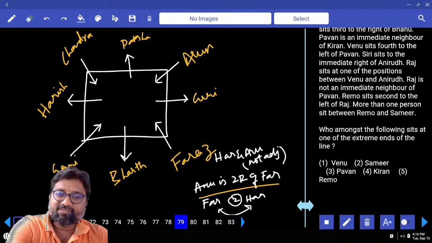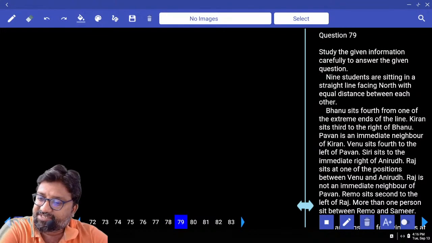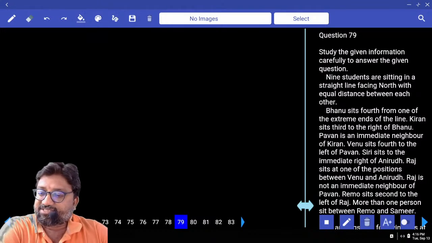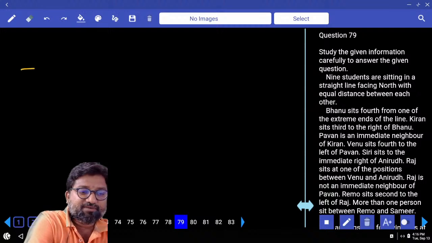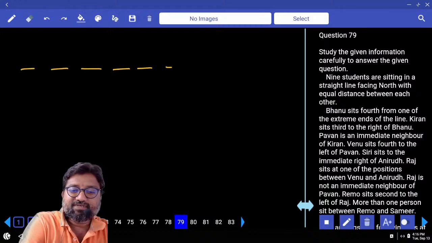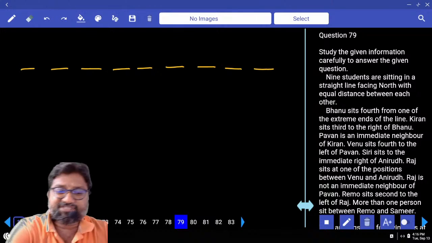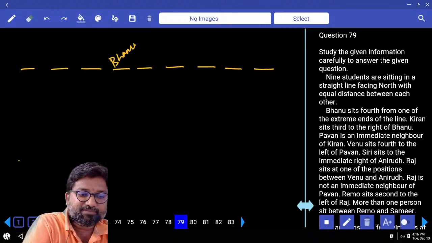Let's go for the next puzzle. 9 persons in a straight line facing north with equal distance between each other. So 9 persons are sitting in a line, with equal distance between each other. Bhanu sits fourth from one of the extreme ends of the line.